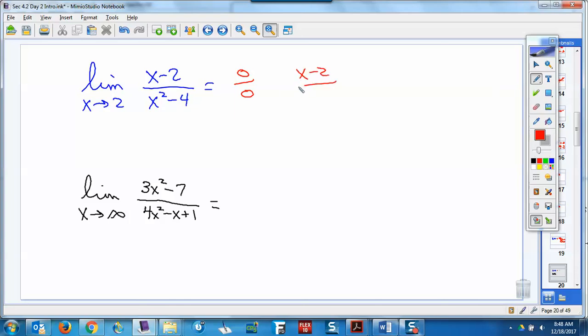Of course, 0 over 0 always meant keep going, right? And we had some algebra we could do. In this case, it's our easy kind of algebra, I suppose, which is factoring. And then you can plug your 2 back in, and you get what? 4. There's your answer.